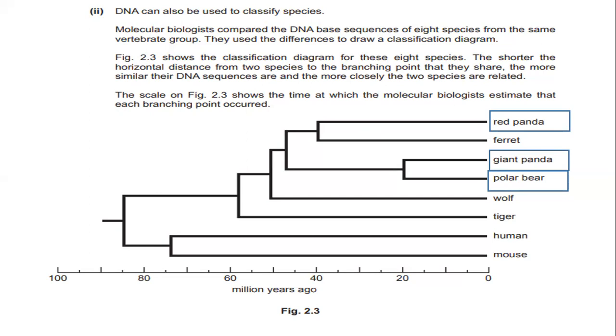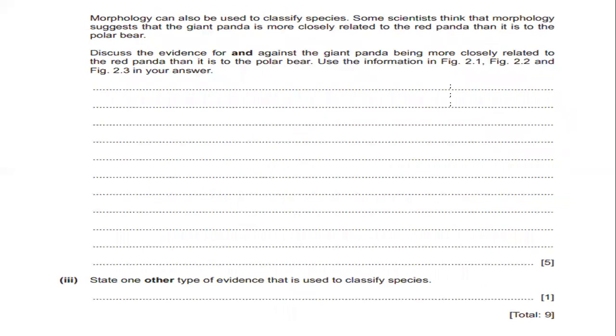As you see, the red panda lived around 40 million years ago, and the giant panda 20 million years ago, and the polar bear roughly around 50 million years ago. The question: morphology can also be used to classify species. Some scientists think that morphology suggests that the giant panda is more closely related to the red panda than it is to the polar bear.